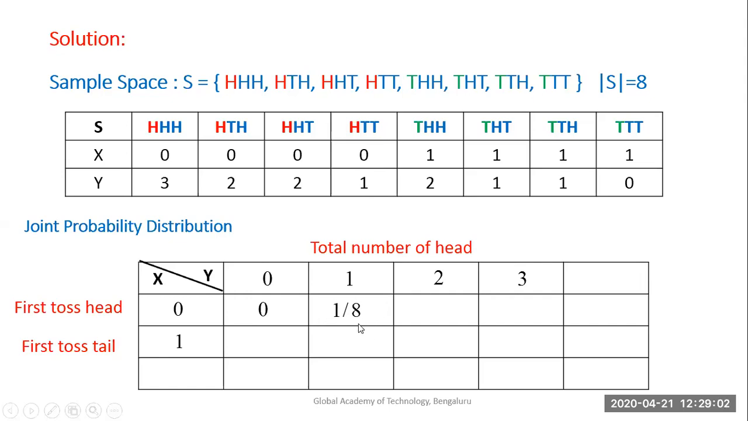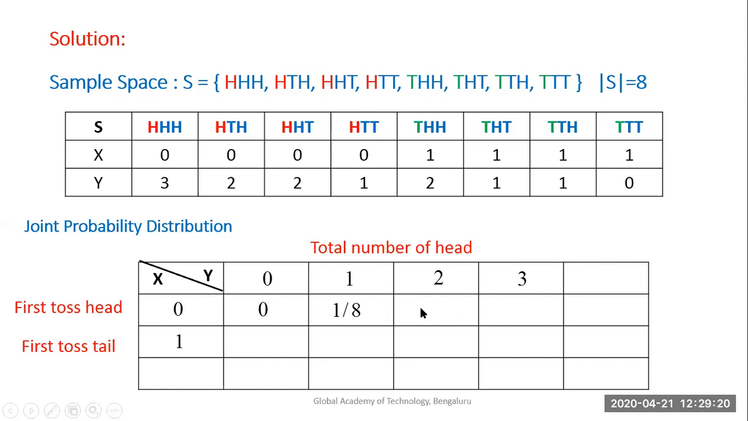So this 1 by 8 represents the probability that the first toss is head and the number of heads is 1. So first toss head, the number of heads is 1. So there is only one possibility, that is H, T, T. So therefore the probability is 1 by 8.